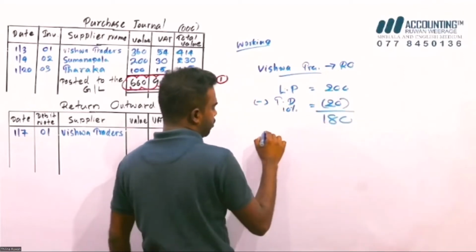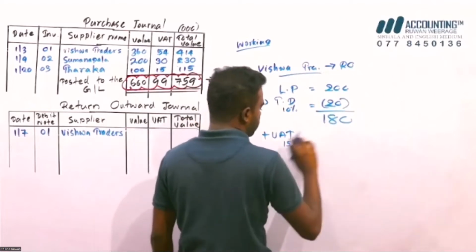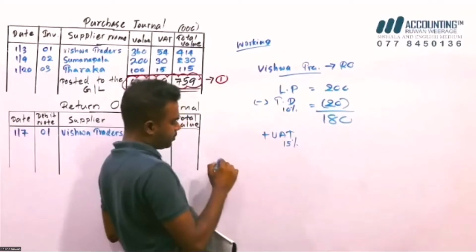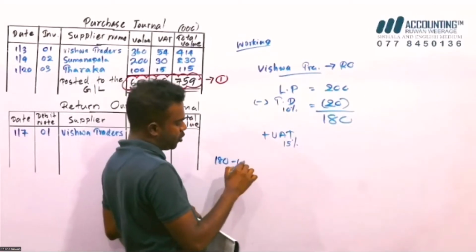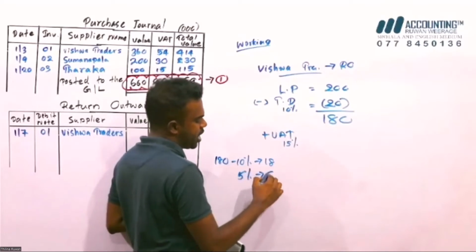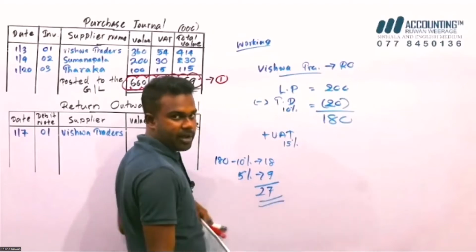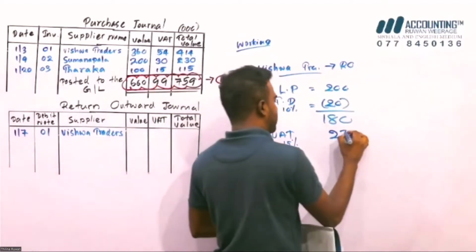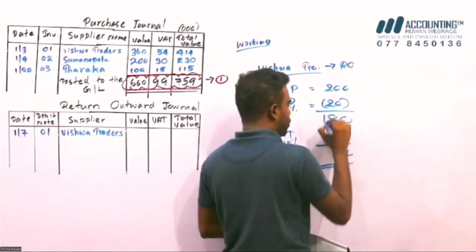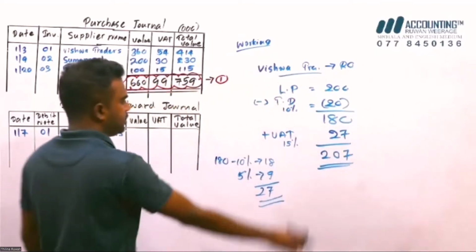Then we have to calculate the VAT amount, 15%. So you don't need the calculator. Try to get 10% from 180. 10% of 180 how much? 18. Then half of that amount is 9. Then altogether 15% is 27, right? 27. So 180 plus 27 is 207. This is the amount.